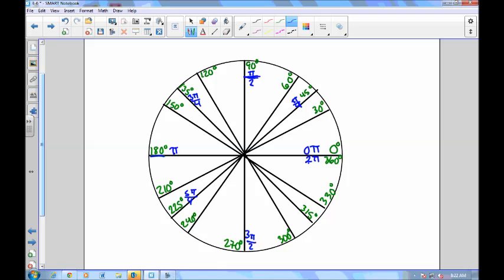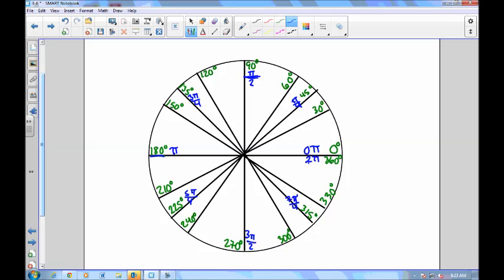Okay, Joseph, after 5, what's the next odd number? Yeah, so 315 would be 7 pi divided by 4. So we've done all the 45-degree angles. Next is the 30 degrees.